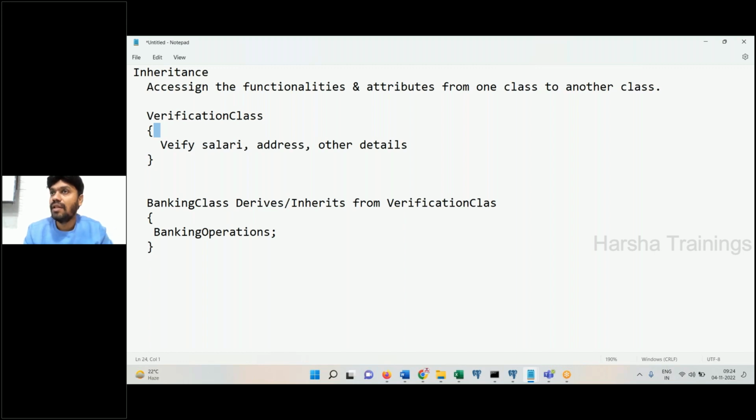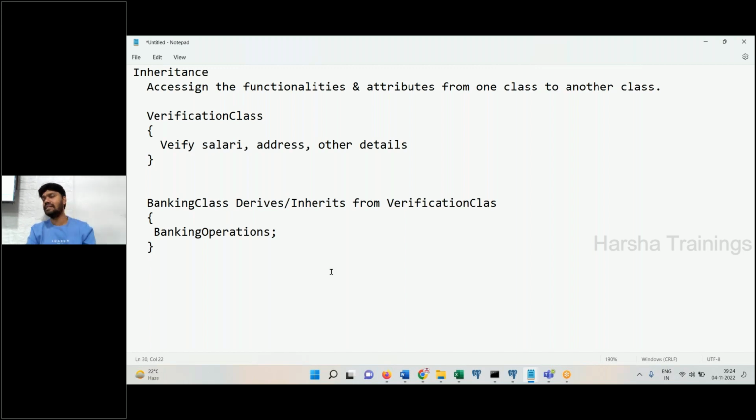Everyone clear? Now, a child class can access the functionalities of the parent class, but not vice versa. What does it mean? A child class can access the functionalities from the parent, but the parent cannot access the functionalities of the child. Everyone clear with this? This is the technical concept, in general, not only in PEGA but anywhere, in any technology: the object-oriented programming concept.